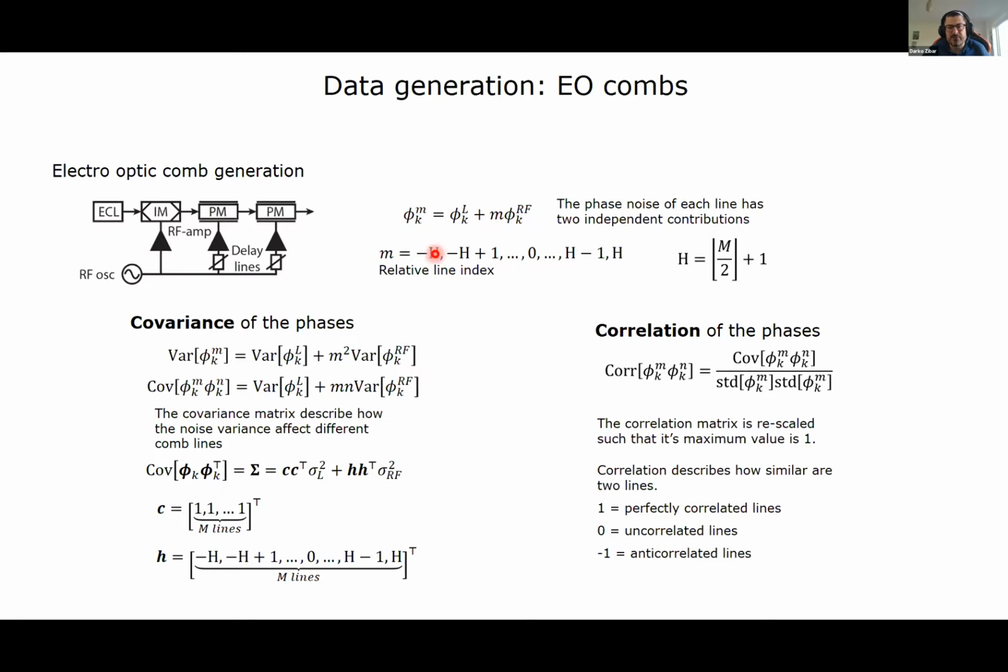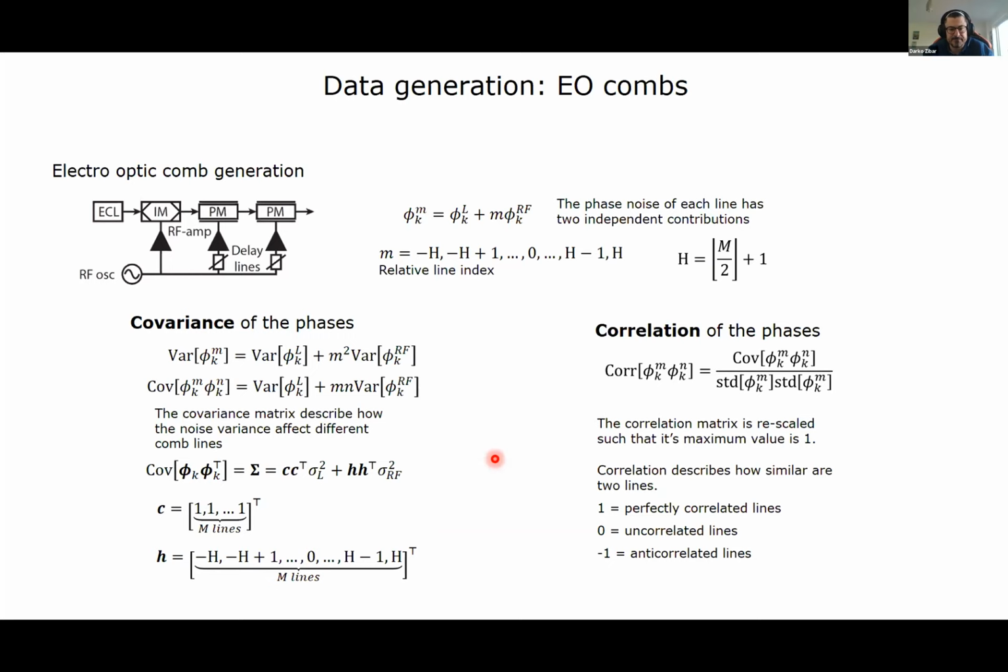So basically what we can do is compute a covariance matrix, or a sample covariance matrix. The variance is given here, and the covariance matrix is given by taking the vector of the phases and multiplying it with its transpose, as shown here. And if you do this, you see that this matrix will contain contributions from the laser, which is the variance of the laser phase noise, and the RF phase noise. And the question becomes, how do we distinguish this? Because in this matrix, it's not possible unless we do something clever.